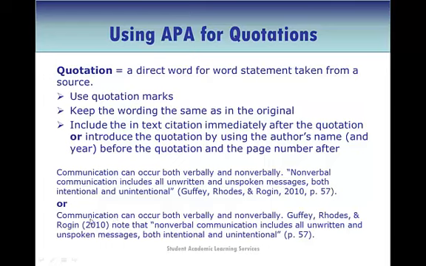Another option is I can say communication can occur both verbally and non-verbally. Guffey, Rhodes, and Rogan, so I can mention the author's names right in my sentence, put the year immediately after, then do my quotation and put the page number at the end. They're both totally acceptable. Authors and year and page at the end, or authors and year in the sentence and page number at the end. It's completely up to you. Some people prefer the second method because they feel it makes their writing flow. Either one is acceptable, and sometimes it's actually nice to switch it up and sometimes do it all in parentheses, other times put the author and the year right in your sentence. So that's when you're quoting.